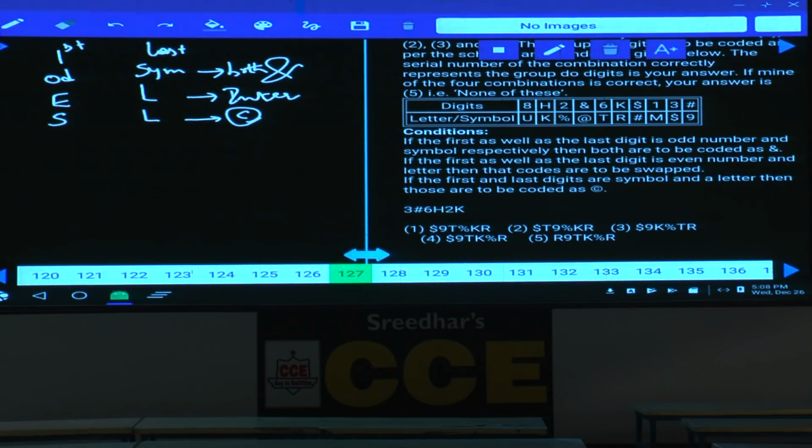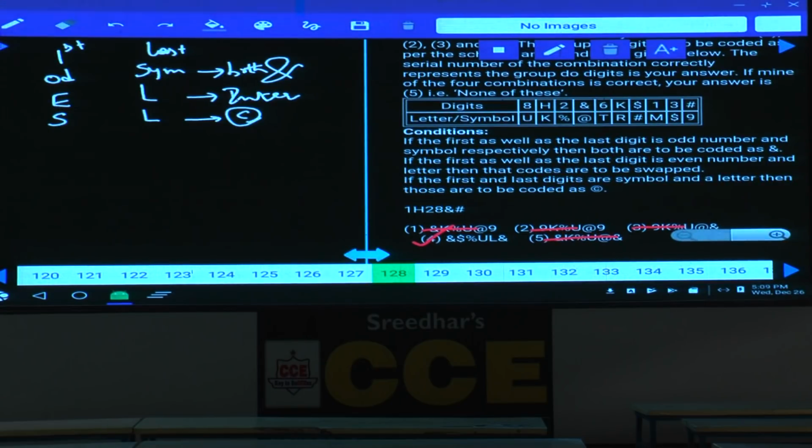3. What is the code to this word 3 here? Dollar. Hash stands for 9. $9. Next one 6 stands for what? T. $9T. Next one is what? H. H stands for K. $9K. This is ruled out. Choice 3, isn't it? $9TK. And this is also ruled out. Then what is your answer here? Choice 4, and choice 4 is the answer.